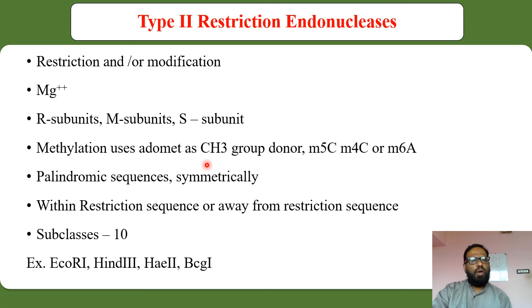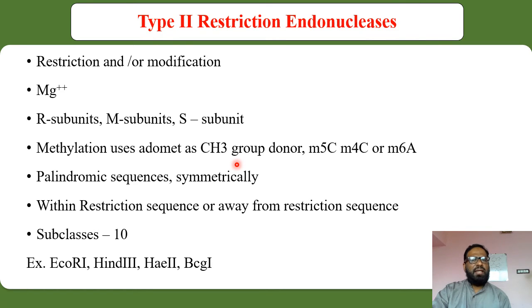Who is the donor of the methyl group? The methyl group will always be donated by means of adomate, and that particular methyl will be transferred so that methylation occurs at cytosine at the 5th position, cytosine at the 4th position, and adenine at the 6th position. These are the three different areas where exactly you will find the modification. Modification means the addition of the methyl group will take place.